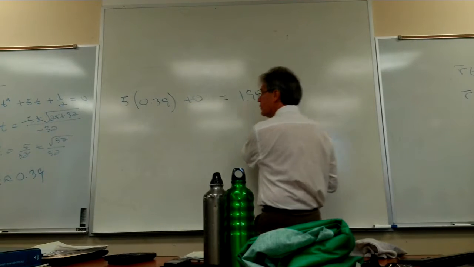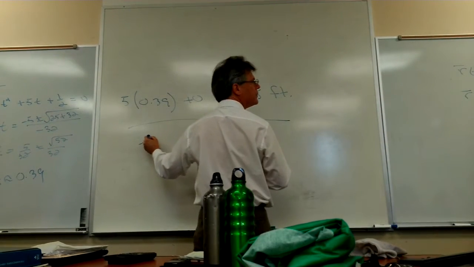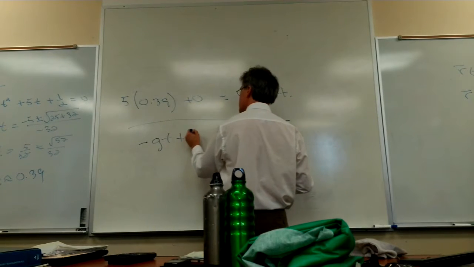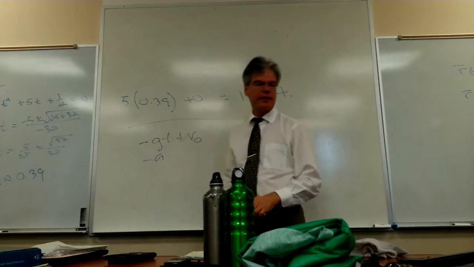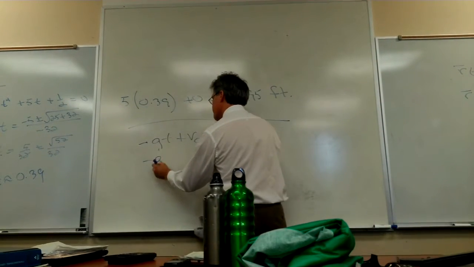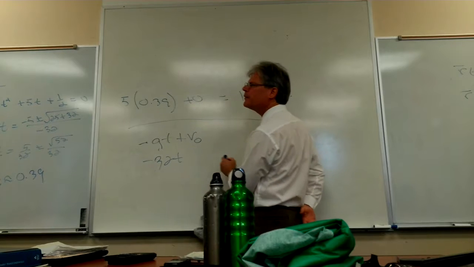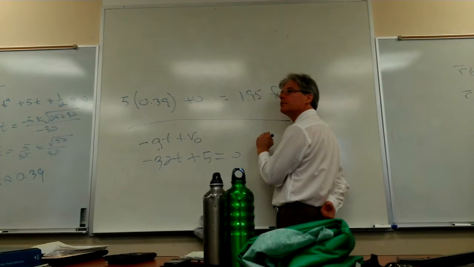I think all I'm going to do is take my velocity function, which by the way is negative gt plus v sub naught, or shall I say, negative 9.8, I'm using metric again, sorry. I meant negative 32, times t plus my v sub naught, which was 5, and set it equal to 0.